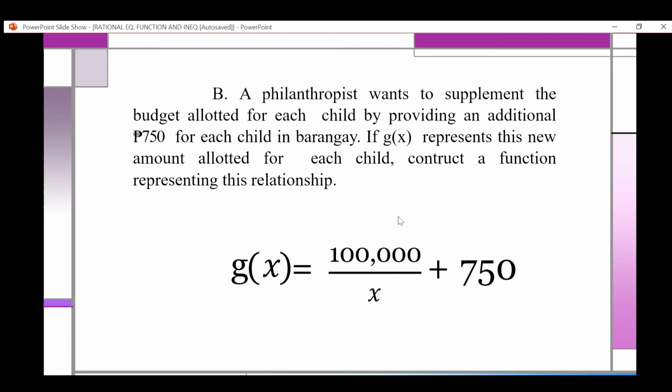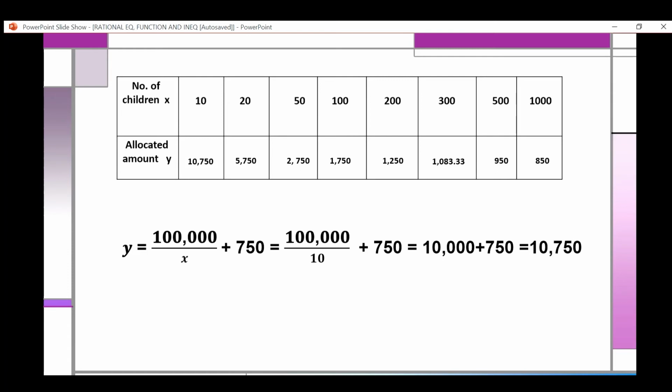So, yung allotted budget is 100,000 over kung ilan yung number ng bata. And then, dadagdagan daw bawat bata ng 750. So, this will be the equation: 100,000 over x plus 750. So, let's generate yung allotted amount sa bawat bata depending on the number of children. So, kung 10, class, in our first example, if the number of children is 10, we will just substitute the value to the equation. So, 100,000 over 10 plus 750.